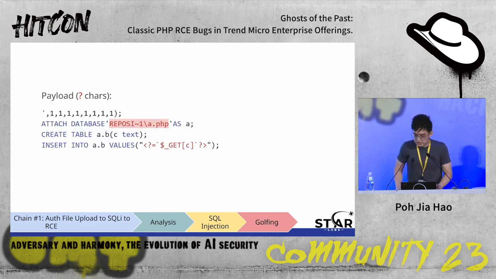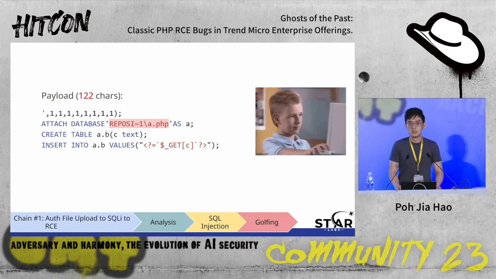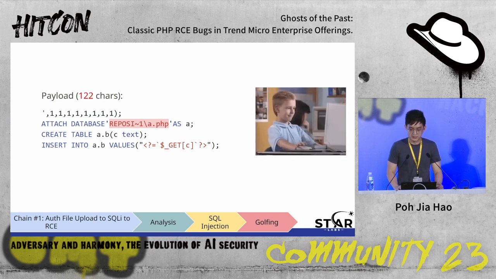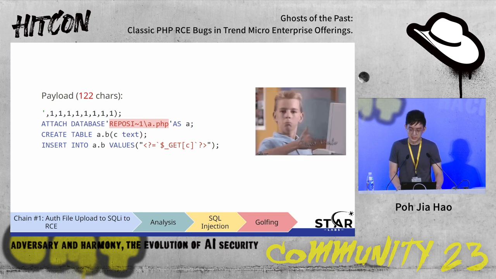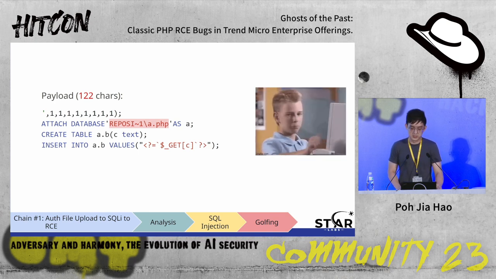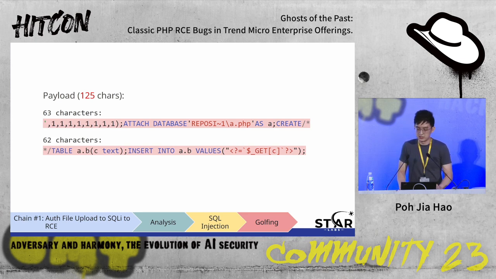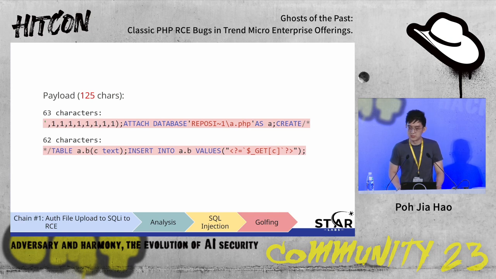So what do you guys think? Does it look like it will fit? So yes, it does. We finally arrived at a payload which fits the 128 character limit at 122 characters long. Don't forget, we still have to split this into two chunks. So let's split it like such. Adding the comment characters added 3 characters in total, bringing the final payload to be 125 characters long.